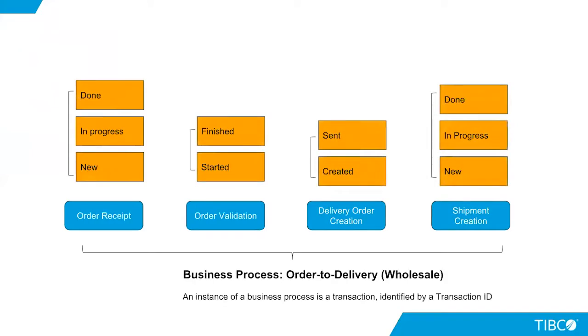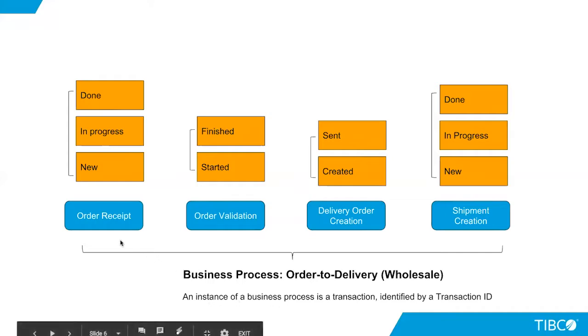Let's take a more concrete example. For example, an order to delivery, in this case, a wholesale order business process. It comprises different audit events such as order receipt, order validation, delivery order creation, and shipment creation.